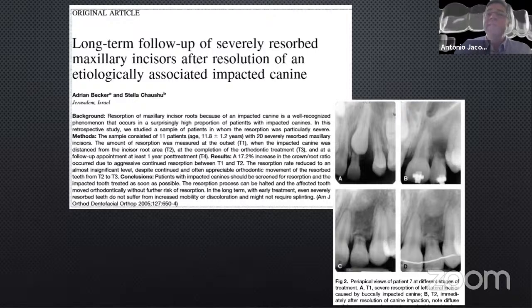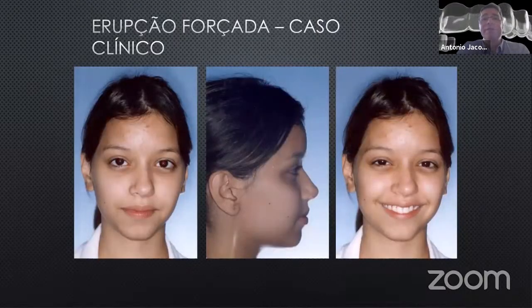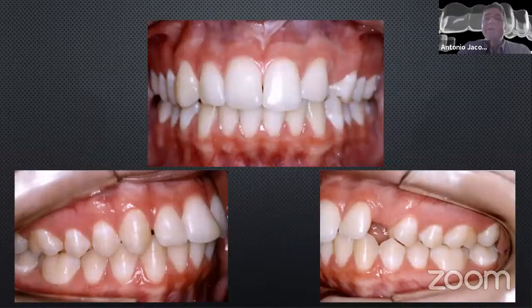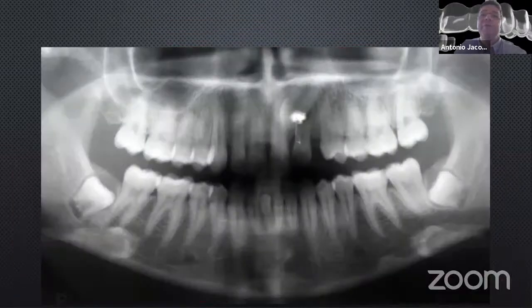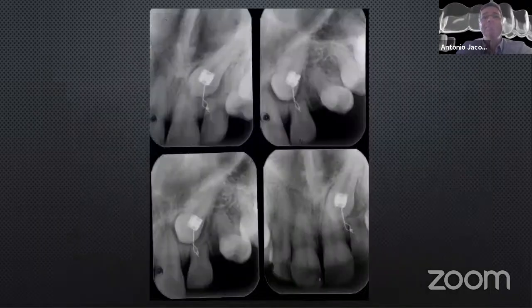Seeing these types of articles, when I met this girl in my office, she was 18 years old at the time. And this was the first panoramic that she had at 12, 13 years old. She was being treated by another orthodontist at that time. And the lateral incisor had almost all the root resorbed. So this is what happened, and we tried to de-impact the canine.